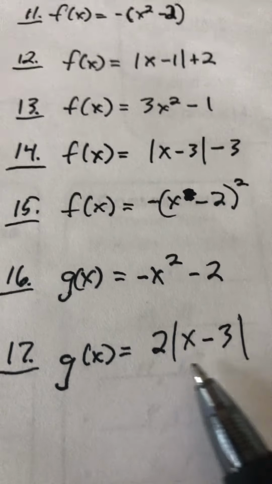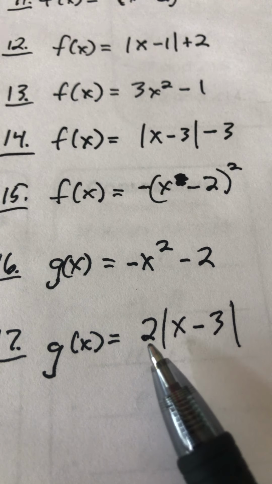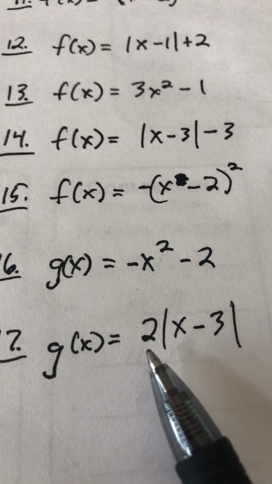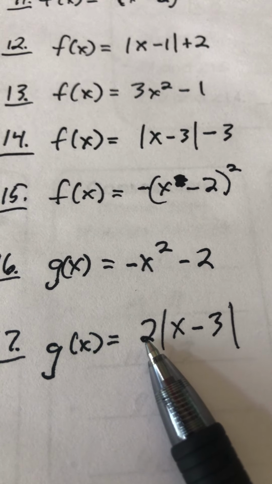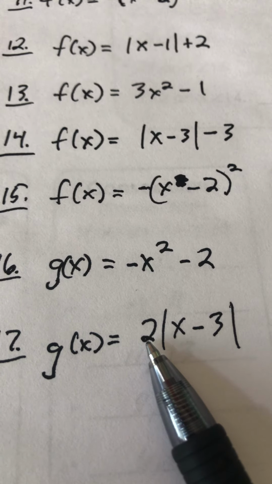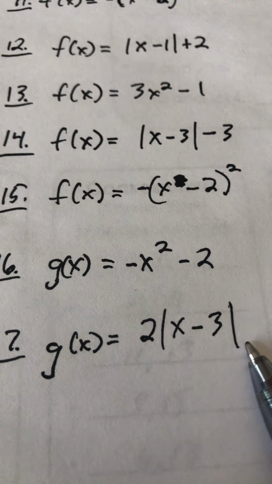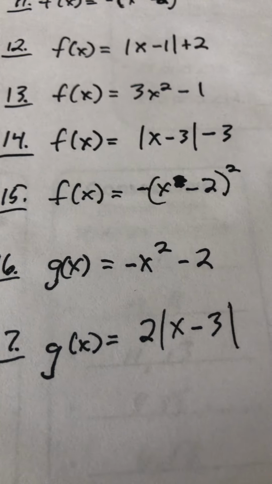And then 17, it looks like the slope is changed by 2. So I multiplied by 2, and it looks like it moved to the left, 1, 2, 3. So inside the absolute value bars, it's +3.